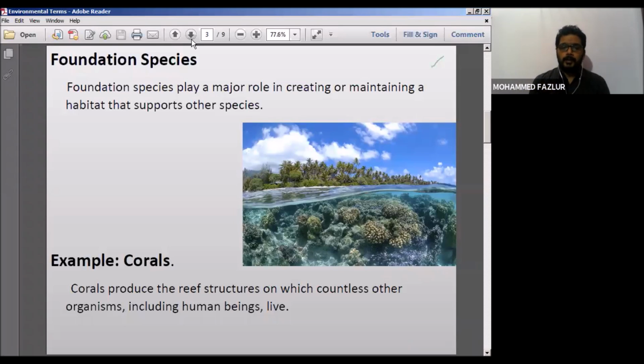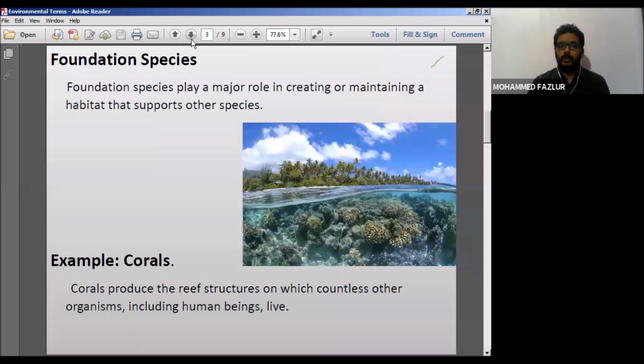like human beings or any other settlements will start establishing their life on this foundation species. So foundation species are the very basic species which are the first step to create a foundation, so that a new life can start existing from that step. So these are known as foundation species.